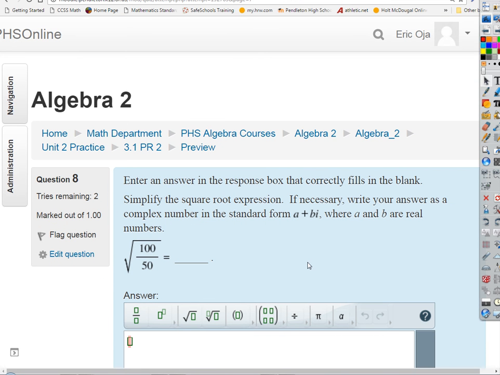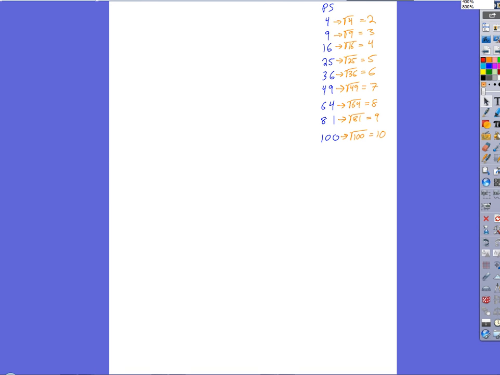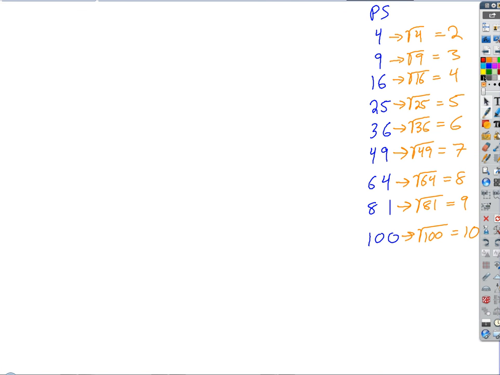Okay, finally, something that's a little different. What about one like this? Square root of 100 over 50. Okay, so that's one where 100 over 50 reduces to the square root of 2, and I'd be done. Okay, but let's do a little different one.